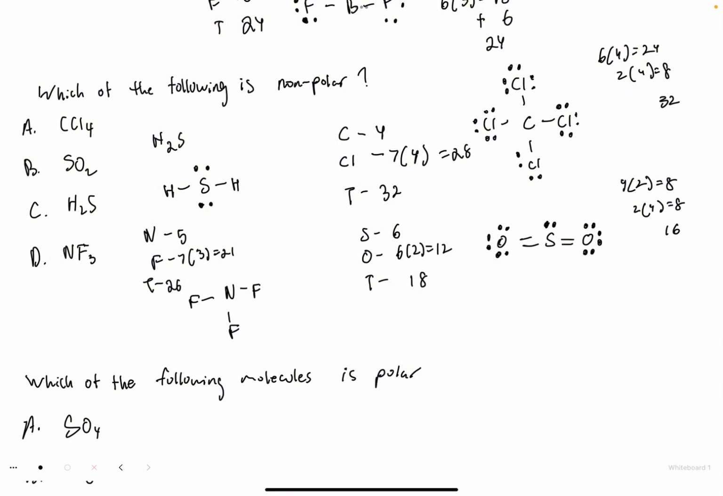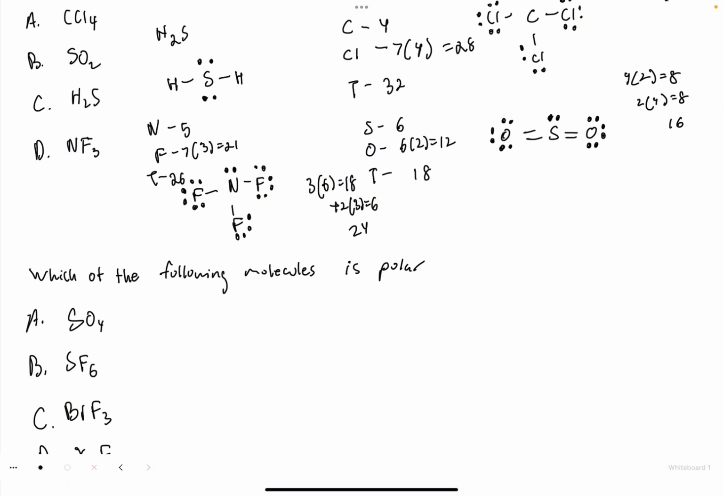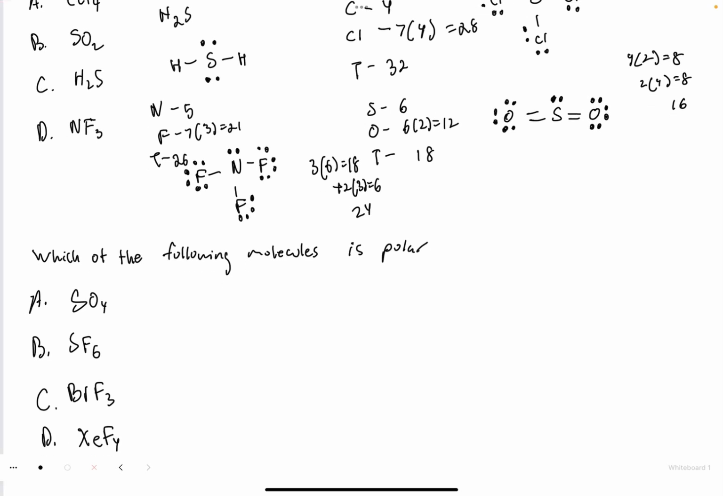And so nitrogen doesn't have enough. So let's calculate it though. 3 times 6 is 18, plus 2 times 3, so that's 24. You need 26, so all you have to do is add another lone pair, and you should be good. So in this case, it seems like you have a nonpolar, but you have a lone pair on the central atom, so that sort of gets the polarity because there's an unequal distribution.